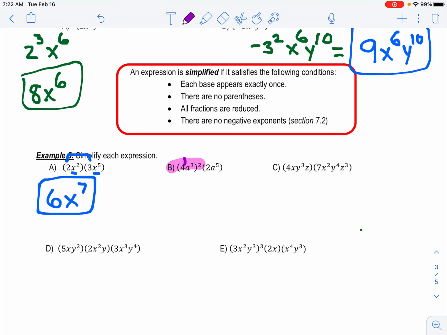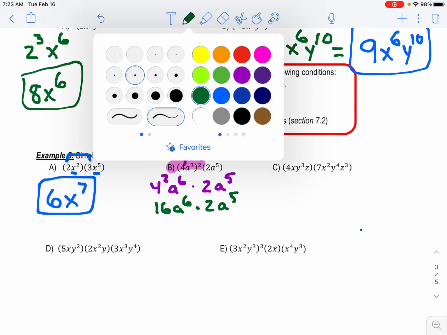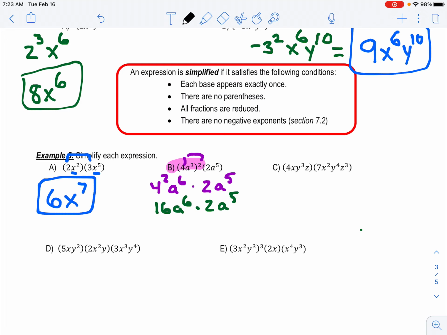Now, you'll notice I have a 2 on the outside, so I need to use my multiplication rule. Well, if I go 4 squared, a to the 6th, and now I'm going to copy the 2a to the 5th. Now, we've got to still clean this up. 4 squared is 16. I'm going to copy the a^6. I'm going to copy times 2a^5. Now, I notice I have 16 times 2, which gives me 32. I'm going to copy my base a, and then 6 plus 5 will tell us 11.